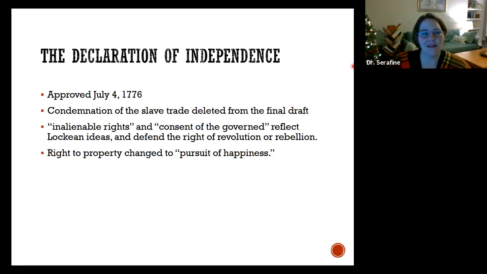But we see these Lockean ideas of inalienable rights, the consent of the governed. And of course, Thomas Jefferson changes life, liberty, and property to life, liberty, and the pursuit of happiness. It's even more remarkable when you remember that Thomas Jefferson himself is an enslaver. Locke says the government protects your right to enslave others because they're your property. But Thomas Jefferson here in the Declaration changes that to pursuit of happiness. Think about how that's going to open a door for others to extend that idea of freedom.